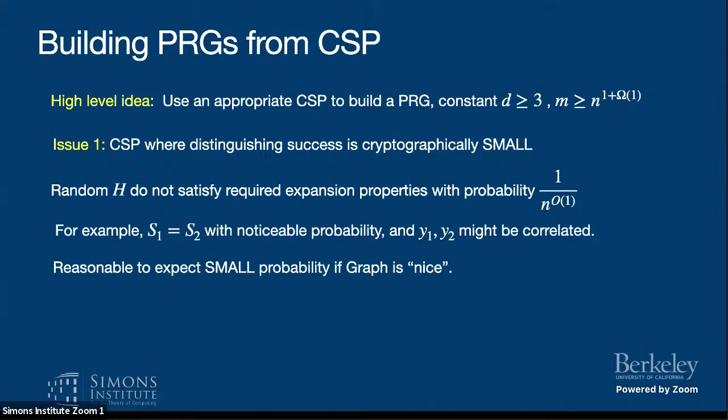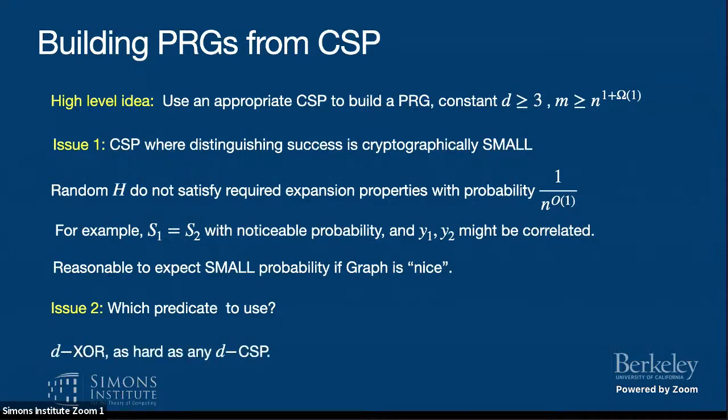But typically, this is easy to deal with. We will ensure that we give these guarantees only when the graph is nice, which will happen with very large probability, close to one, when the graph is chosen at random. So from here on, think of the graph as being chosen from a nice enough distribution. The second issue is, how do I select which balanced predicate to use? The answer to this question is really simple. You're going to choose DXR.